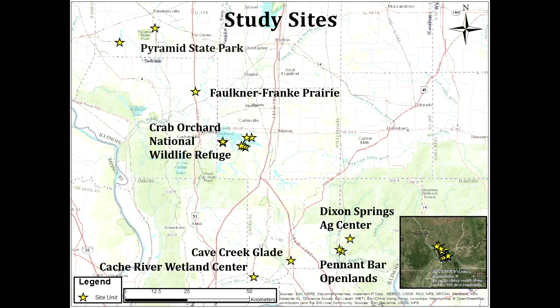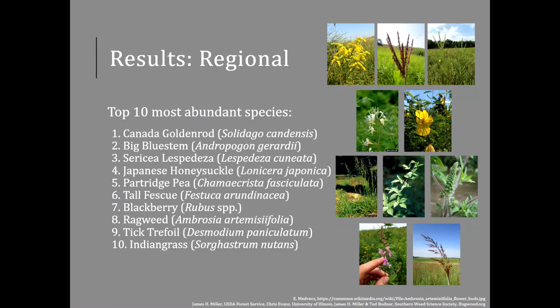So compiling all of that data and doing a whole bunch of complex analyses that I'm not going to go into, this is what I found. So regionally across the 15 sites, this just kind of gives you a picture of what species were growing there. So the 2 most abundant plants were Canada goldenrod and big bluestem. Sericea came up as number 3, and in the plots where it was present, it averaged about 20% cover. But that again ranged from nearly 100% cover in some plots to just a few plants in a few other plots. You can see some other undesirable plants. Japanese honeysuckle was number 4 on the list.